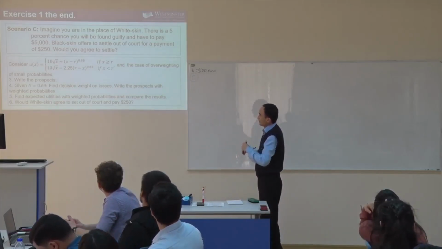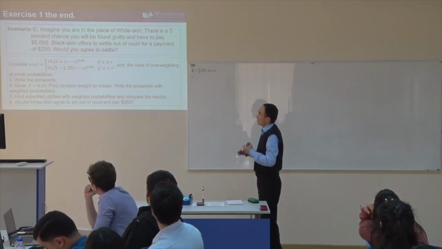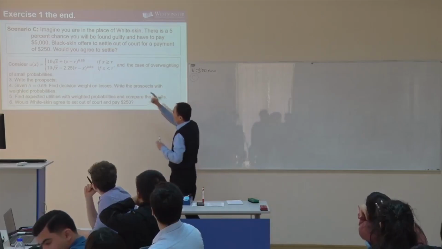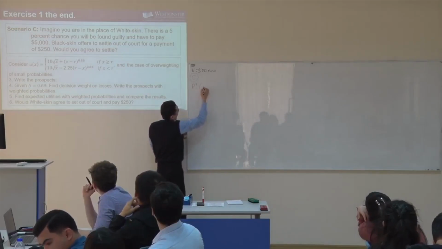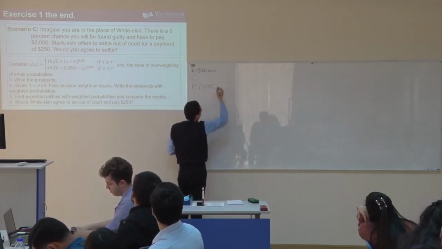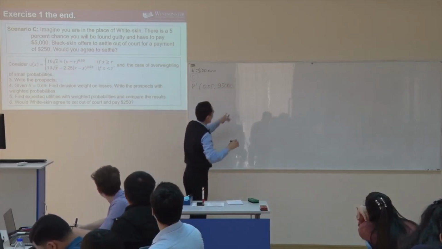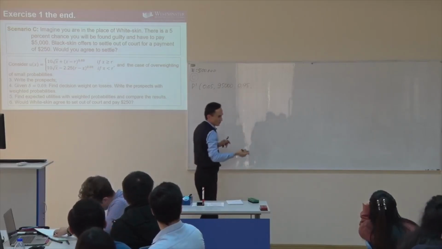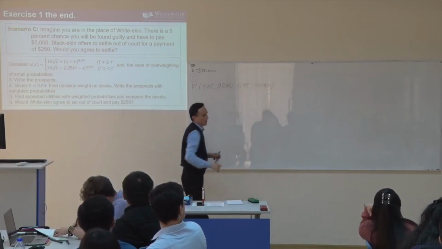Now, imagine you are in the place of that gentleman, white skin. There is a 5% probability that you will be found guilty and have to pay $5,000. So now, if we write the prospect, let's say this is prospect 1: there is only a 5% probability that he is going to lose the case and his wealth is going to be $95,000. And the remaining 95% chance, he is not going to lose the case, which means his wealth will not change, $100,000.